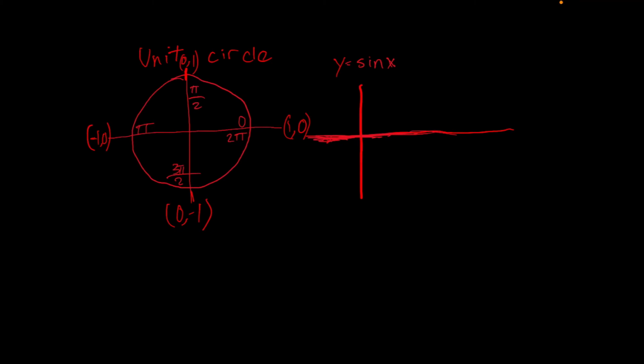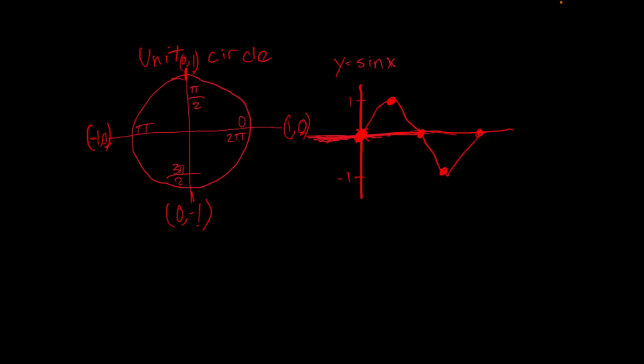Now let's try and graph y equals sine of x. So sine of theta, or sine of x, equals the y-axis. So we're going to start at 0, and then we're going to go to 1. Then we're going to go back to 0. Then we're going to go to negative 1. And then we're going to back up to 0. So now we have graphed y equals sine of x.